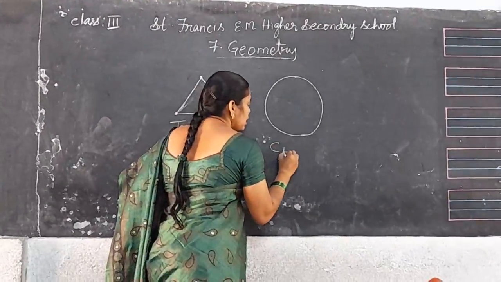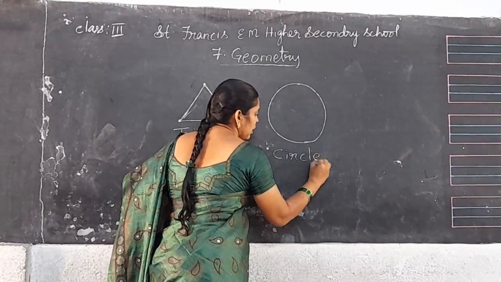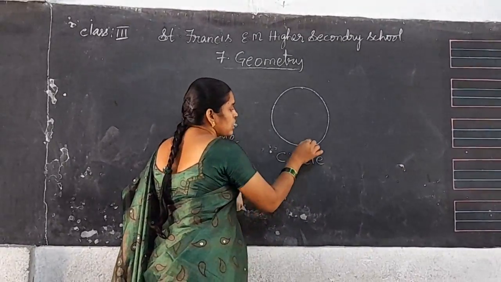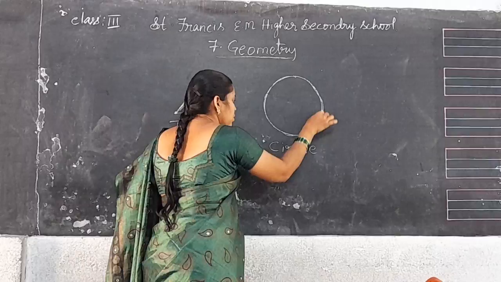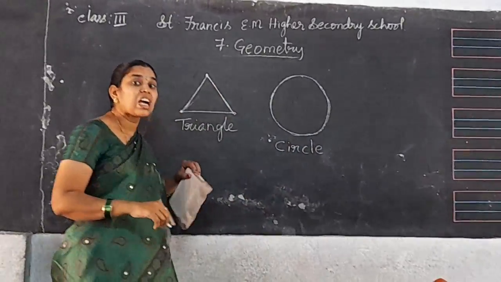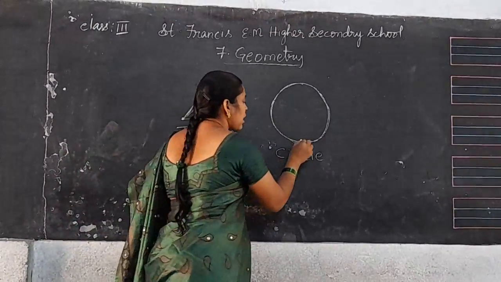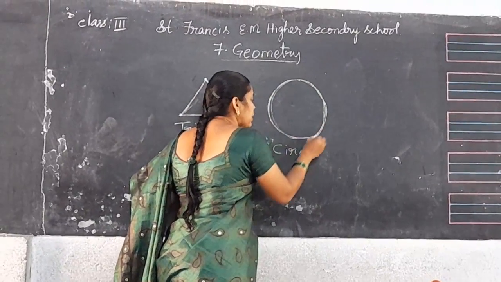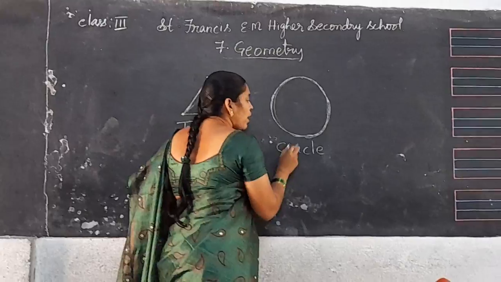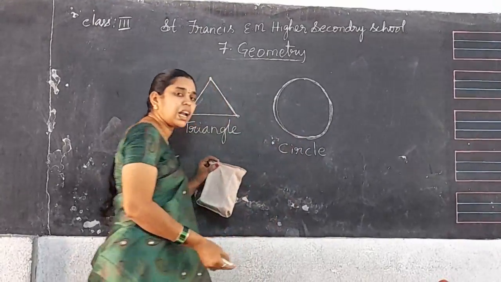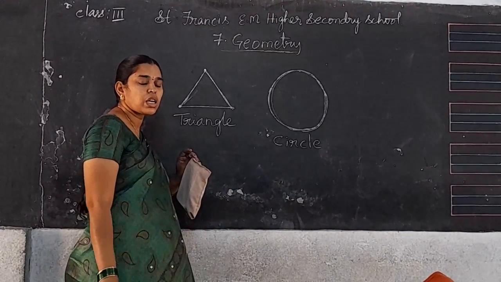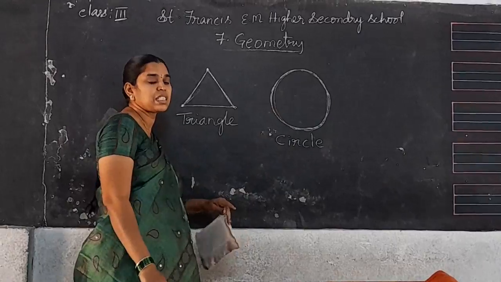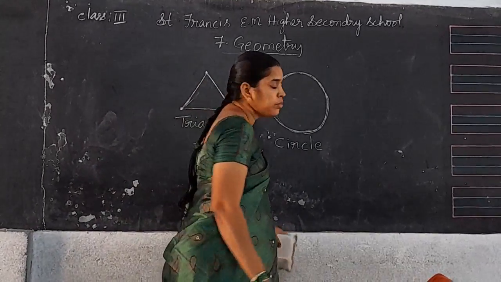Circle. What is this? Circle. Here, how many sides? See, it is starting from here and coming like this. So this is called a curved side. How many curved sides? Only one. One curved side. And how many corners? There are no corners. Okay, children? This is about the circle. And next one.